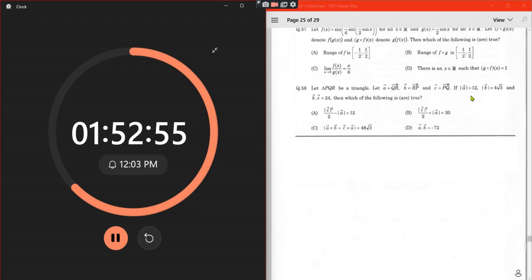Okay, करना क्या अपने को सर? If mod A is equal to 12, mod B equal to 4 square root of 3, and mod again B dot C equal to 24, which of the following are true. साइड्स की लेंथ दे रही है बेसिकली, A 12 है, B 4 square root of 3 है, and B dot C. Oh, that's a different thing because, okay, so that 24. It's actually positive, मतलब ये acute है, मतलब कि angle P is in fact obtuse. Okay, angle P is obtuse.